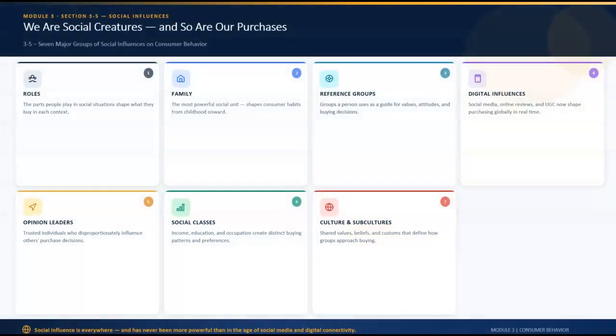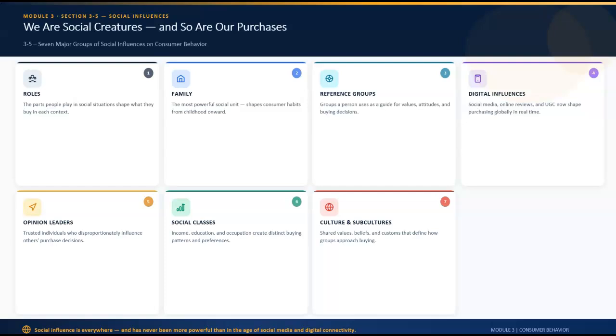We are social creatures, and so are our purchases. Seven major groups of social influences on consumer behavior. Roles, the parts people play in social situations, shape what they buy in each context. Family, the most powerful social unit, shapes consumer habits from childhood onward. Reference groups, groups a person uses as a guide for values, attitudes, and buying decisions.